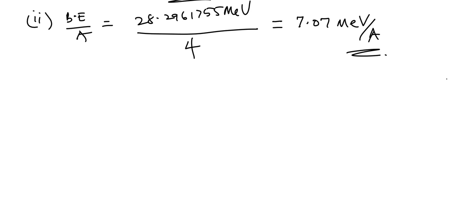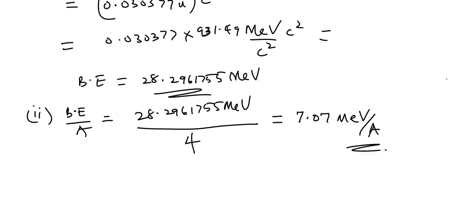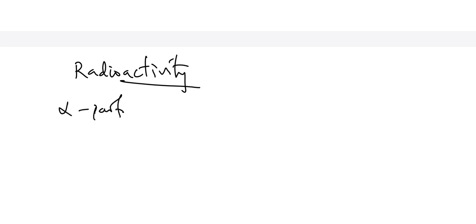Next is about radioactivity. Let me use a new page for radioactivity. Radioactivity is the disintegration of an unstable nucleus to a more stable nucleus with the emission of some particles like alpha particle, beta particle, or gamma radiation. So when an unstable nucleus emits any of these, it can emit an alpha particle, it can emit a beta particle, it can also emit gamma rays.